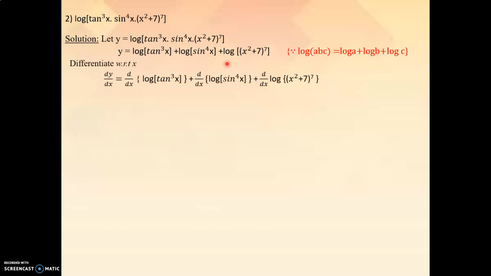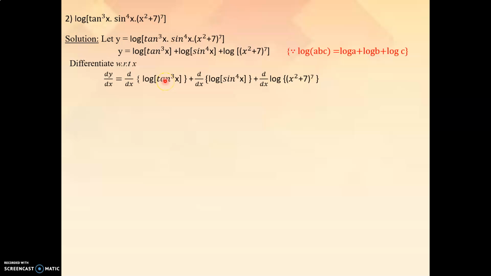We can take this as log of ABC and split it as log a plus log b plus log c. So log of tan cube x plus log of sine raised to 4x plus log of (x square plus 7) whole raised to 7. Now differentiate with respect to x. dy upon dx is the derivative of the first function plus derivative of the second function plus derivative of the third function. Here in the place of x it is tan cube x, but we will consider the first function as log x format.